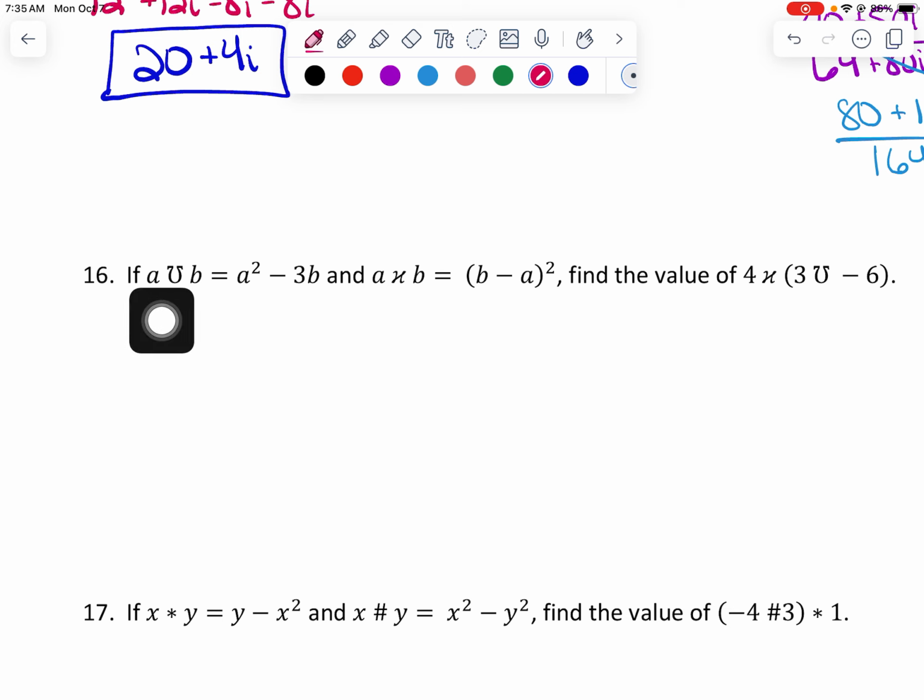Remember, these operators have to be defined for you. So in this particular problem, we're going to start right here. So we're going to do 3, I don't know, I'll call this horseshoe, 3 horseshoe negative 6. So if I find horseshoe here, here we go. Here is 3, here's negative 6. I don't draw that symbol very well. My 3 value, my a value, I'm going to square it, minus 3 times negative 6.